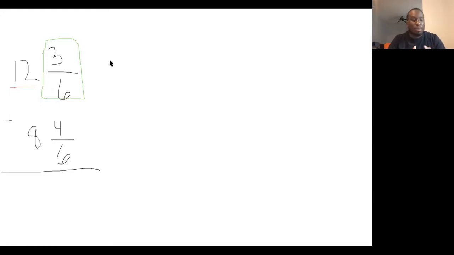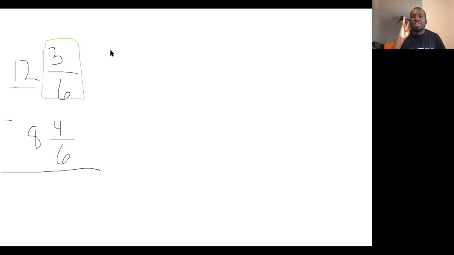So after my step one, which is to always start by writing my equation in stacked form, my next step, step two, is to always start subtracting with my fractions. So I'm going to look at 3/6 minus 4/6. I know that I cannot take away 4 from 3. If I have 3 pieces of bubble gum and I have 4 students, I cannot give each student an equal amount. I cannot take 4 away from 3. So I need to borrow.